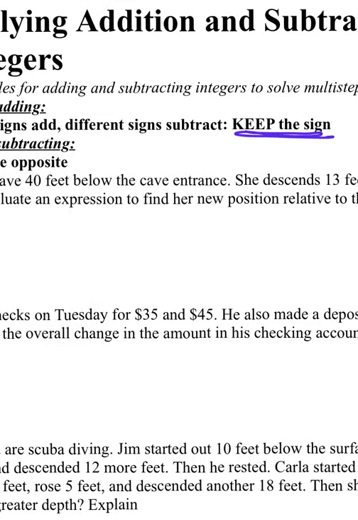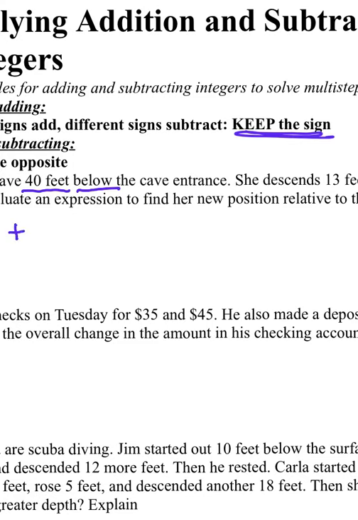So the first one says Anna is in a cave 40 feet below the cave entrance. She descends 13 feet and then ascends 18 feet. Write an evaluated expression to find her new position relative to the cave's entrance. So she is starting 40 feet below. How do we represent that? Negative 40.